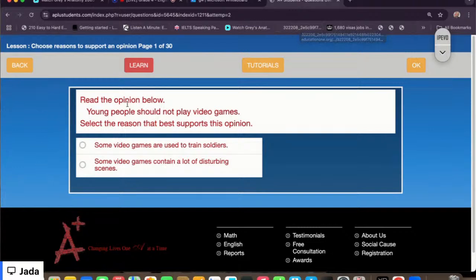Alright, so the first one is, read the opinion below. Young people should not play video games. Select the reason that best supports this opinion. Some video games are used to train soldiers. Some video games contain a lot of disturbing scenes. So which of these?